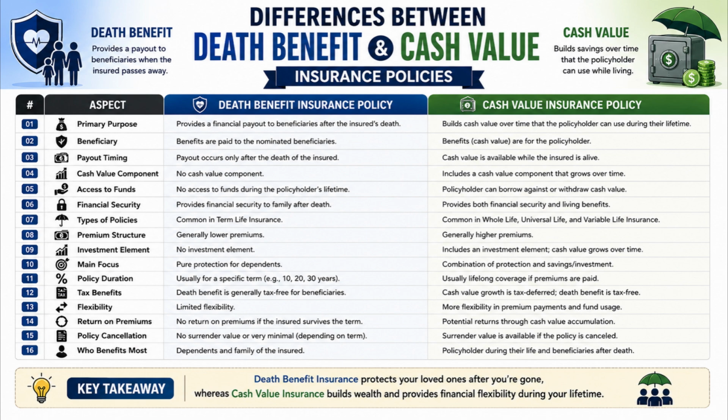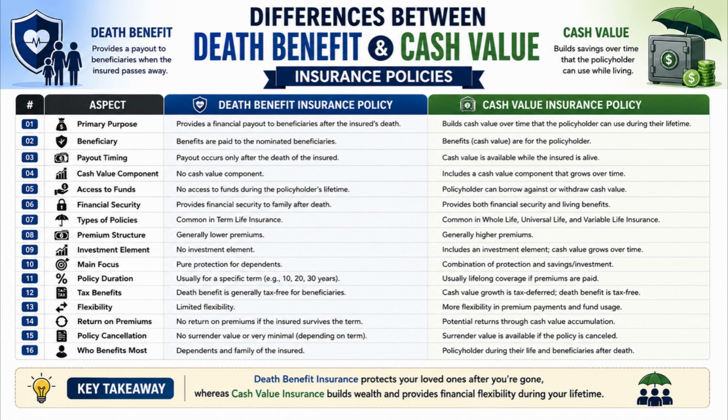Number 9. Death benefit policies do not include an investment feature, whereas cash value policies include an investment or savings element that grows over time. Number 10. The main focus of death benefit insurance is pure financial protection for dependents, whereas the main focus of cash value insurance is both protection and wealth accumulation.